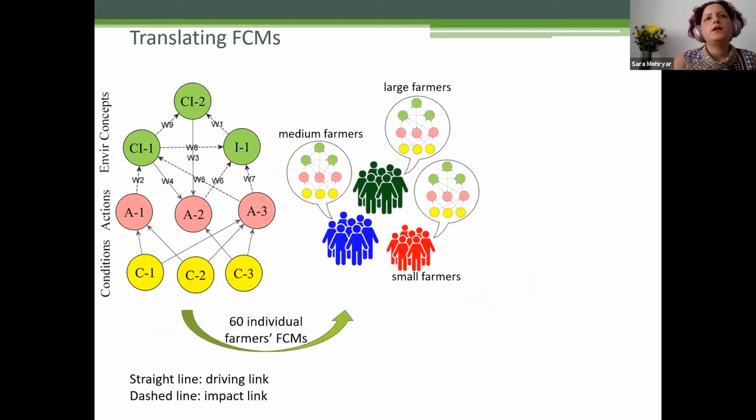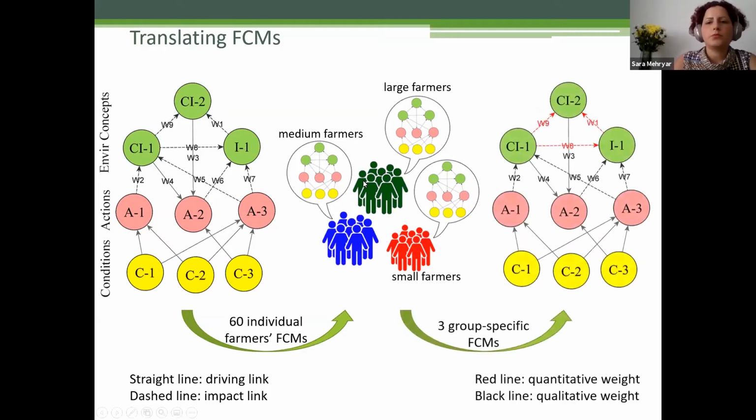And then we had 60. We interviewed 60 farmers, including small, medium, and large farmers. And we also aggregated these maps, combined all these maps into 3 groups of small, medium, and large farmers, because we realized that there is a significant difference between the actions that large farmers, medium farmers, and small farmers take. So we aggregated these 60 maps into 3 groups of maps.